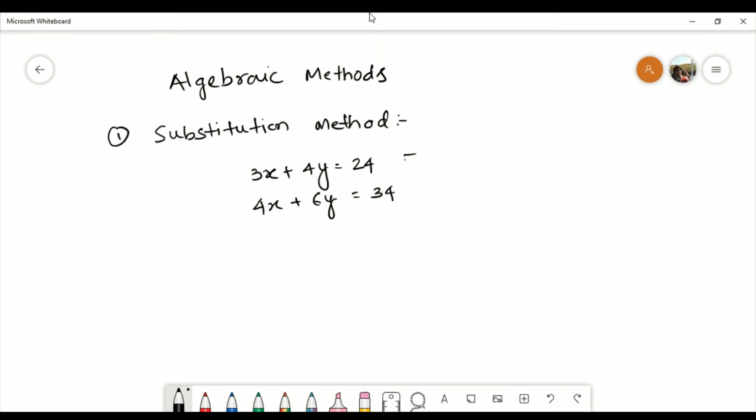So let's say I get x in terms of y. My 3x is 24 minus 4y, so my x will be (24 minus 4y) by 3. Now we got the value of x in terms of y. If we substitute this x in this equation, we'll replace x with this value. We will only be left with a variable y in this equation, which can easily be solved to get the value of y.